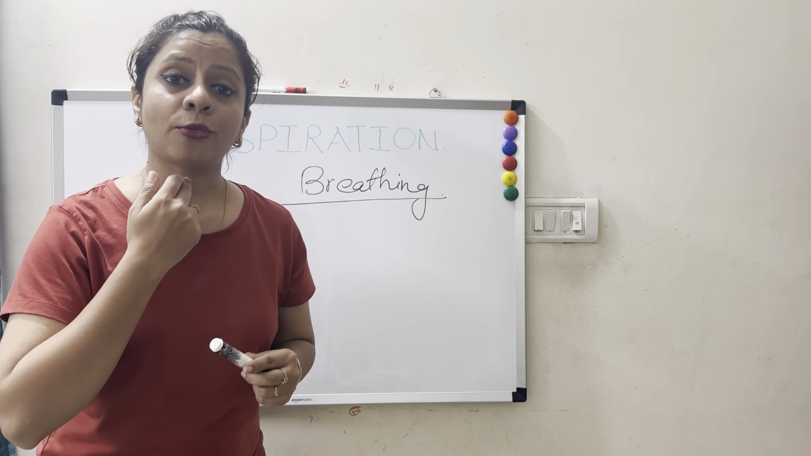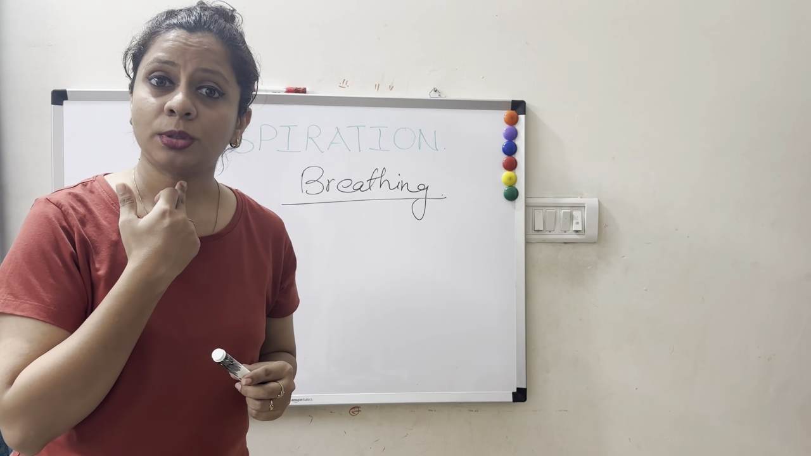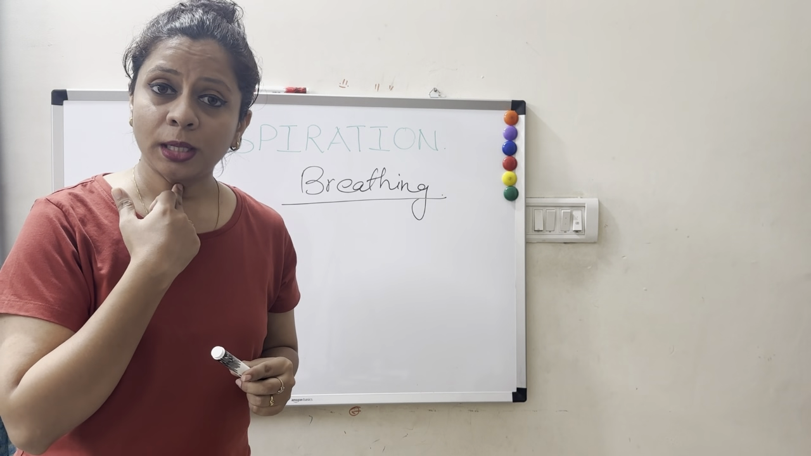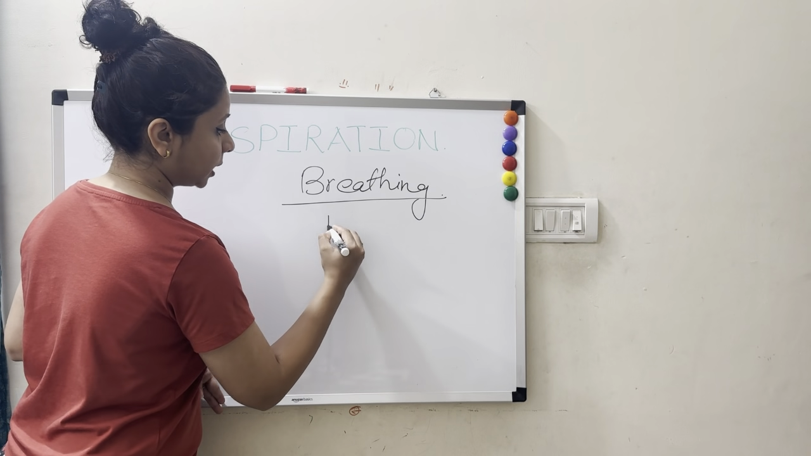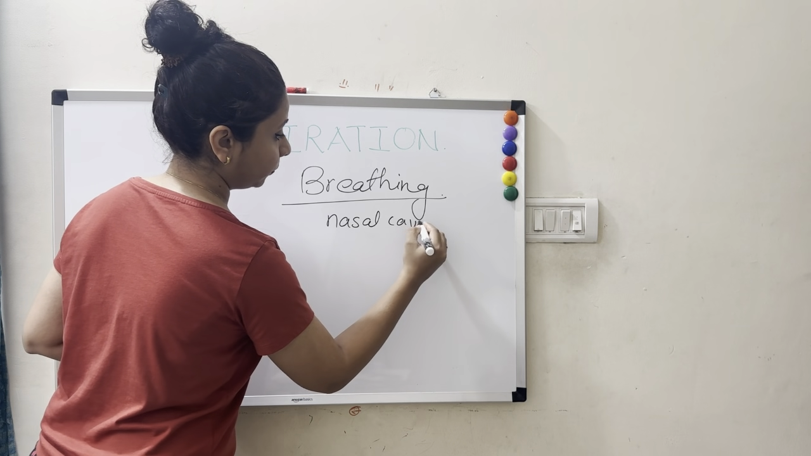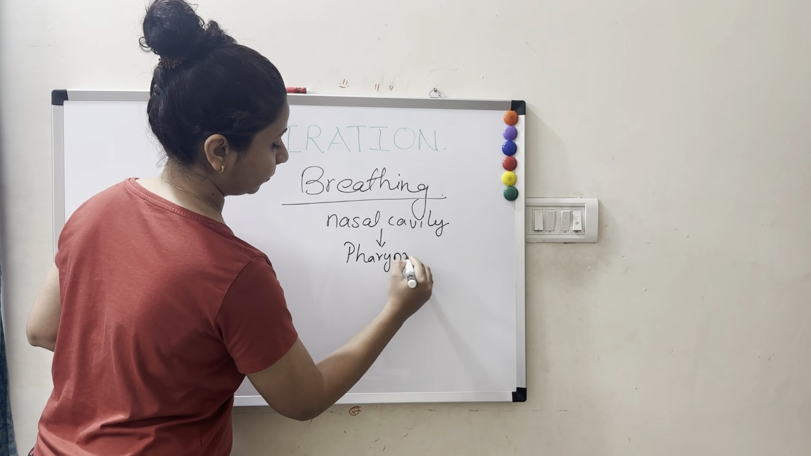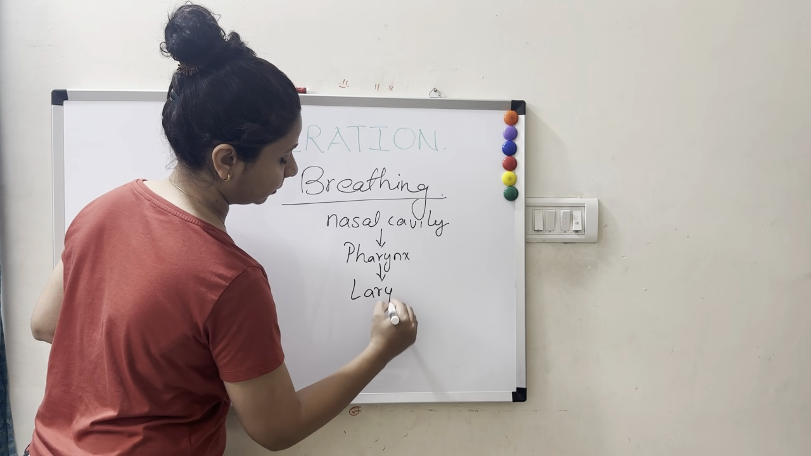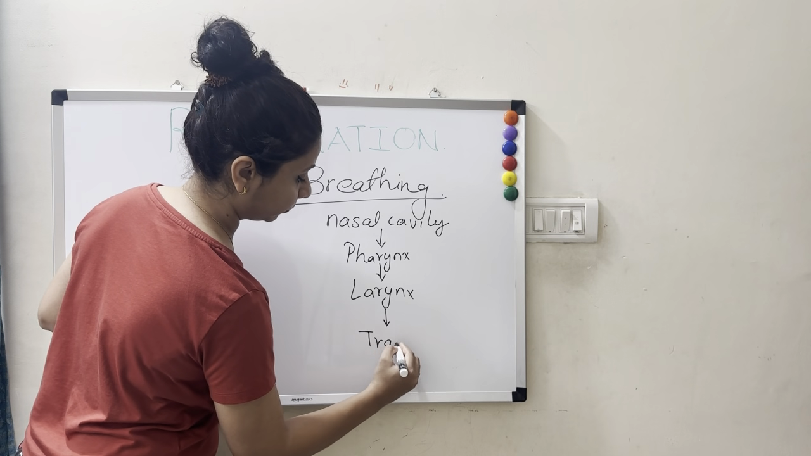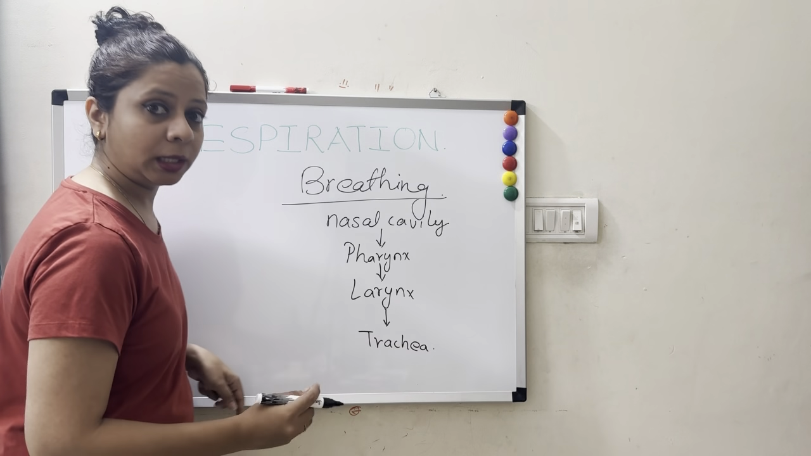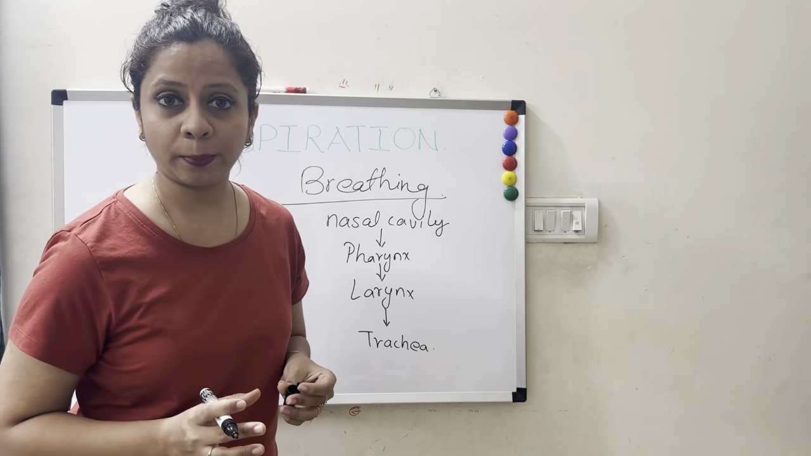Further it enters into the pharynx. Then comes the larynx, where our vocal cord is also located. Then from the larynx it enters the trachea. So first breathing starts from the nasal cavity, then it enters the pharynx, then it enters the larynx, then it enters the trachea. Now, the trachea is also called the windpipe. In general terms, it is called the windpipe.